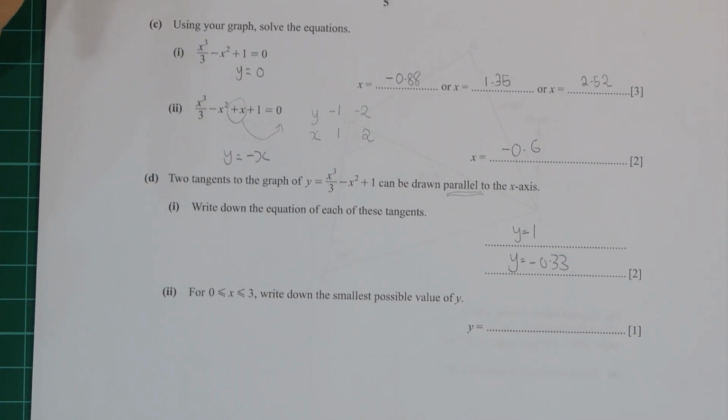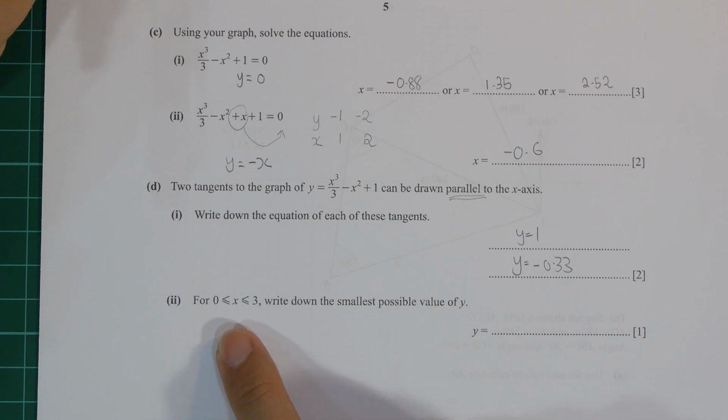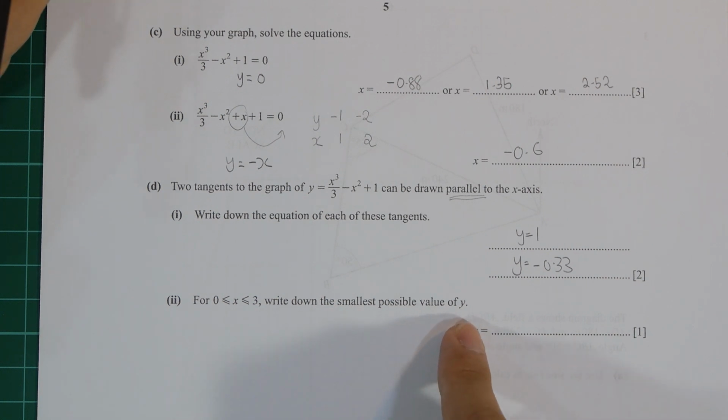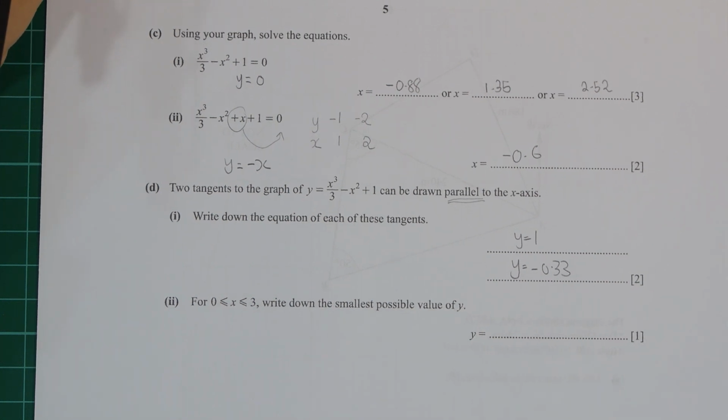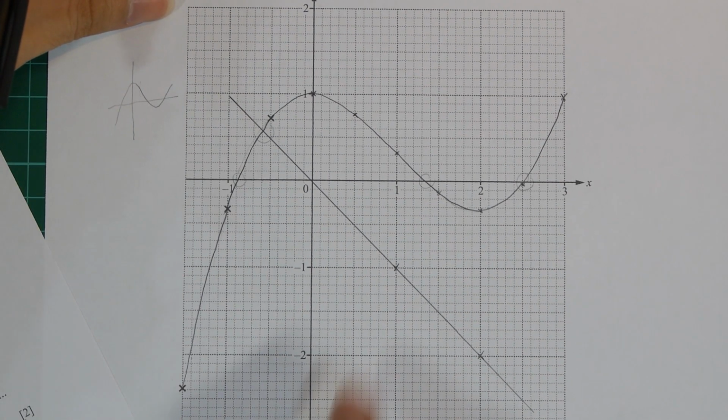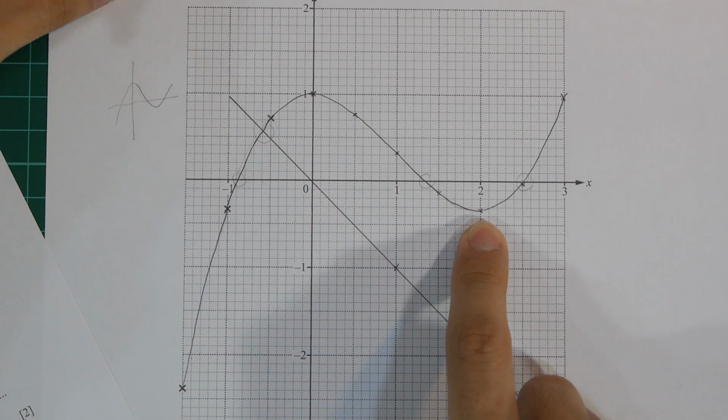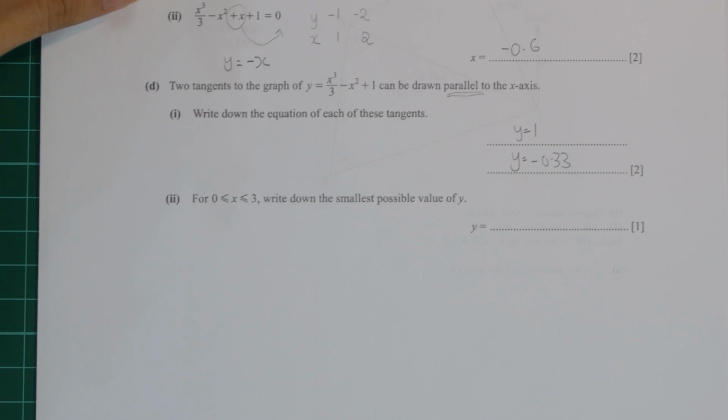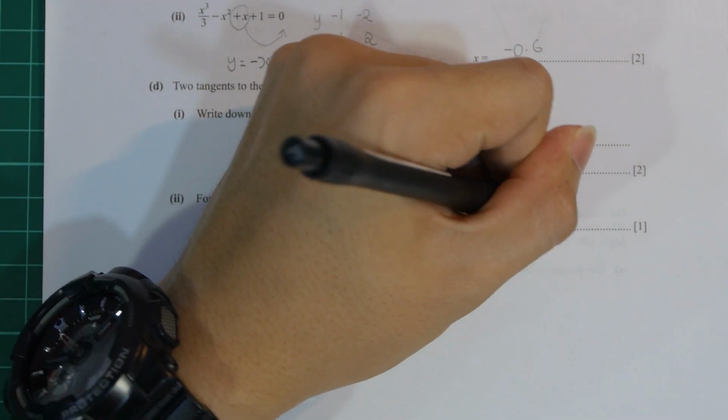Write down the possible value of y when it is between 0 and 3. So this is actually repeating. The result will be y equals negative 0.33.